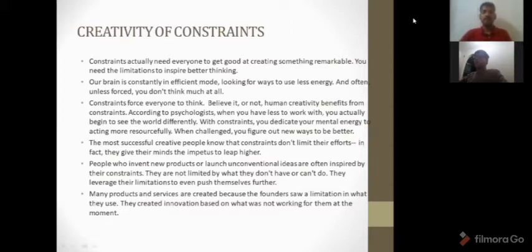People who invent new products or launch innovative ideas are often inspired by their constraints. They are not limited by what they don't have or can't do. They leverage their limitations to push themselves even further. Many products and services are created because the founders saw a limitation in what they used. They created innovation based on what was not working for them at the moment.